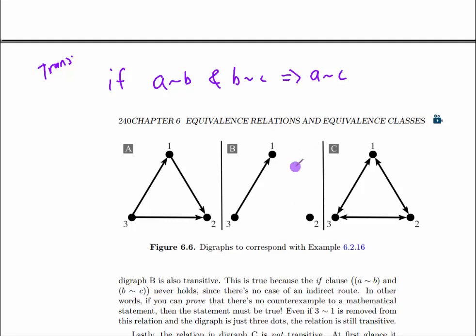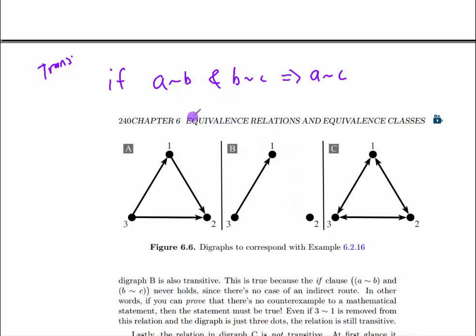Now, is this relation transitive? Well, if it's not transitive, there must be a counterexample. There must be a way to show that it's false. The only way to show it's false is to give me an A related to B and a B related to C. Now here I have 3 related to 1, so that's my A related to B. Where's my B related to C? 1 isn't related to anything. So the point is that I can't fulfill this condition, so I can't find a counterexample. This relation is transitive, okay?